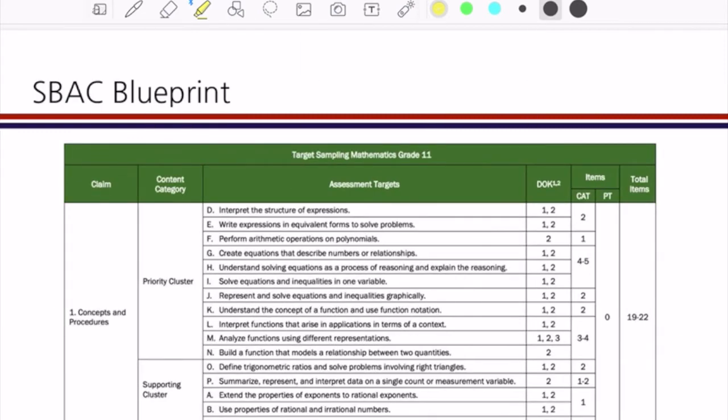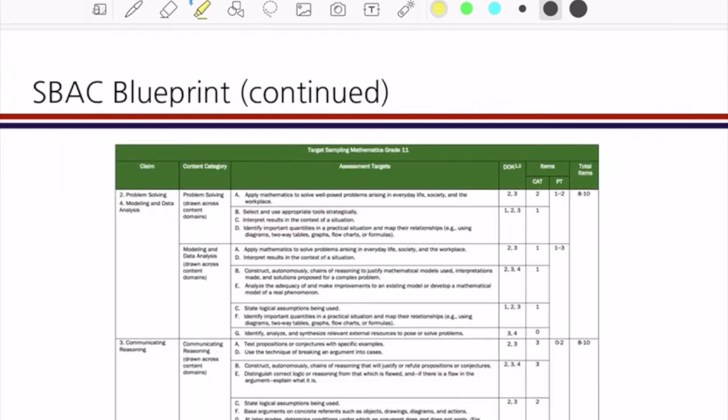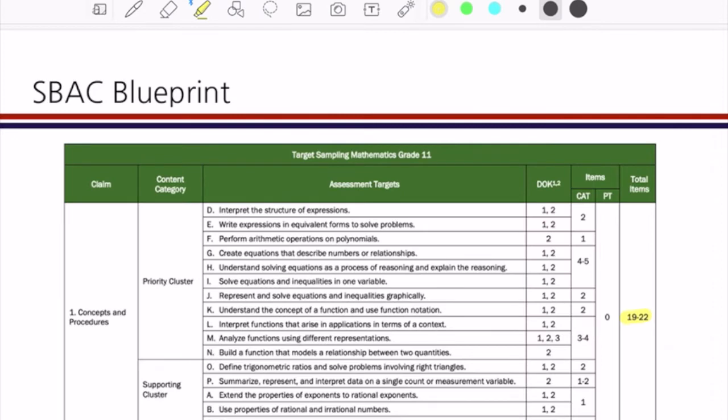Looking back on the previous slide, so there's between 19 and 22 items that come from claim number 1. And then looking ahead, let's see, so 8 to 10 total questions that come from claims 2 and 4, and then 8 to 10 total questions that come from claim 3. And so although the number of questions on the test vary, you can expect a total of about 40 questions on the Smarter Balanced test for math.